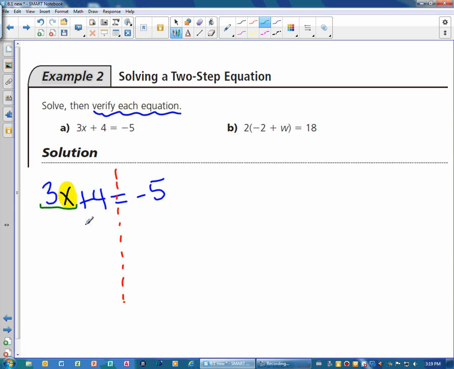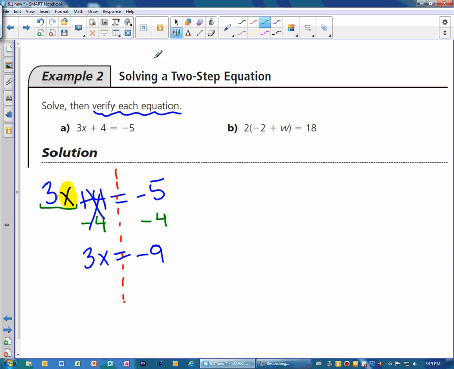We're adding 4. The opposite is to subtract 4. If you do it to one side, you do it to the other. So this plus 4 and minus 4 go away, leaving us just with 3x. Then careful on the right side: we have negative 5, subtract 4. Either way, we're going more negative, so we're at negative 9.